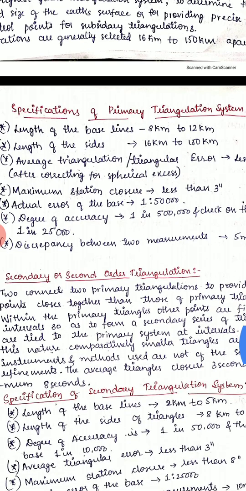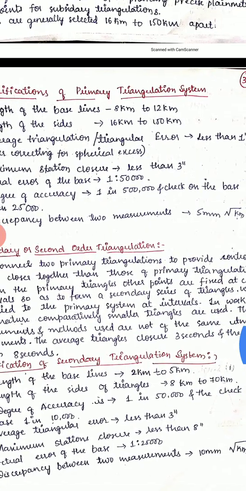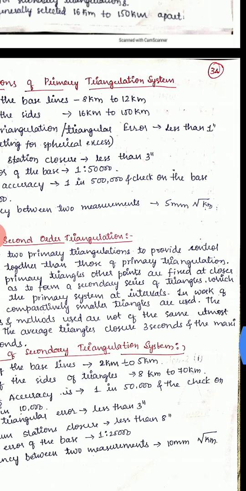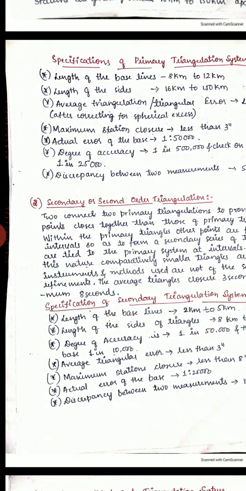The actual error of the base is 1 in 50,000, which is the degree of accuracy, and the discrepancy between two measures is 5 root of kilometer. First we have to prepare all these specifications, and you people have to remember these specifications. Must and should, they will ask in the question.